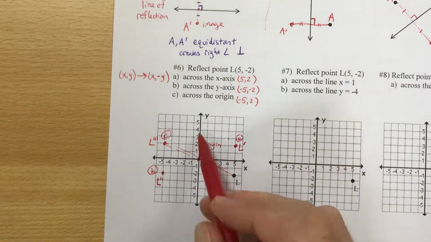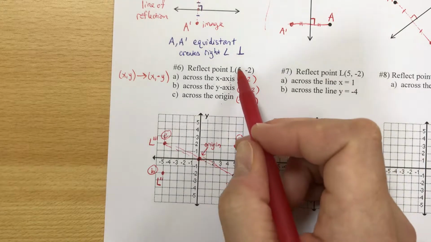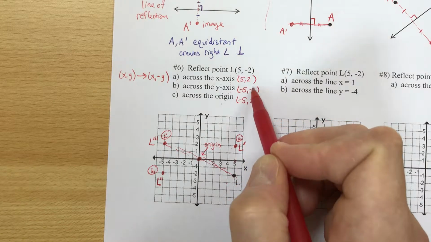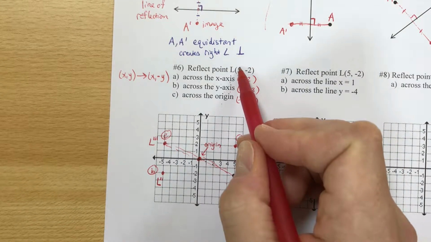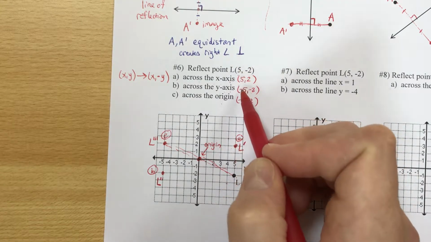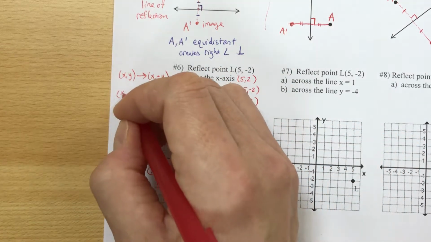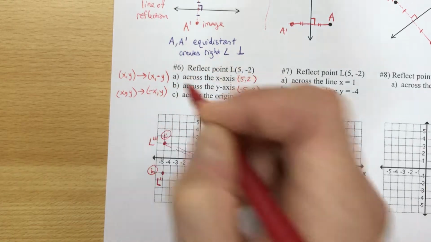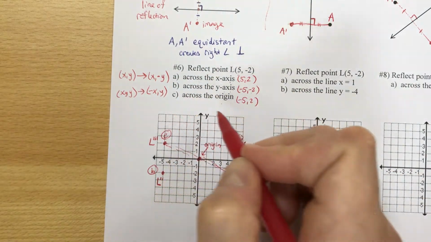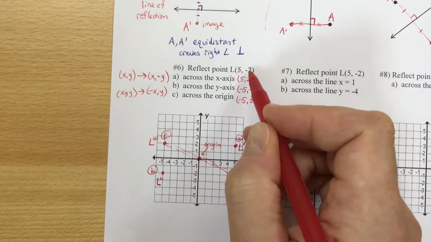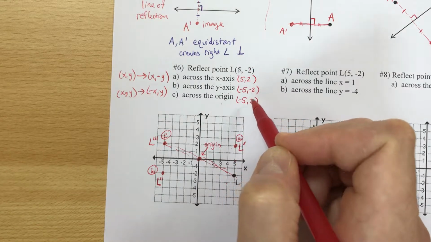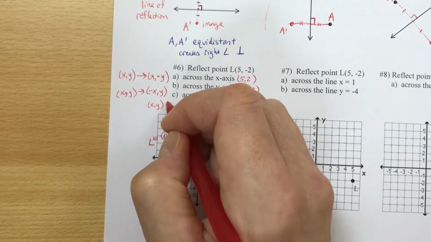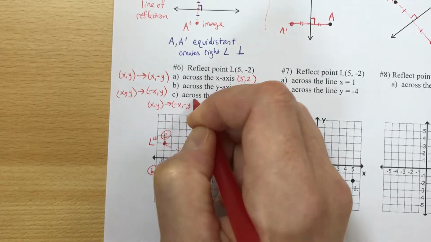If you go across the y-axis, what's going to change is the x value. Notice the y values don't change. They're still -2, but the x value goes from 5 to -5. So your xy becomes the opposite of x and y. Now when you go across the origin, what happens is both x and y coordinates change. So when you go across the origin, xy becomes the opposite of x and the opposite of y.